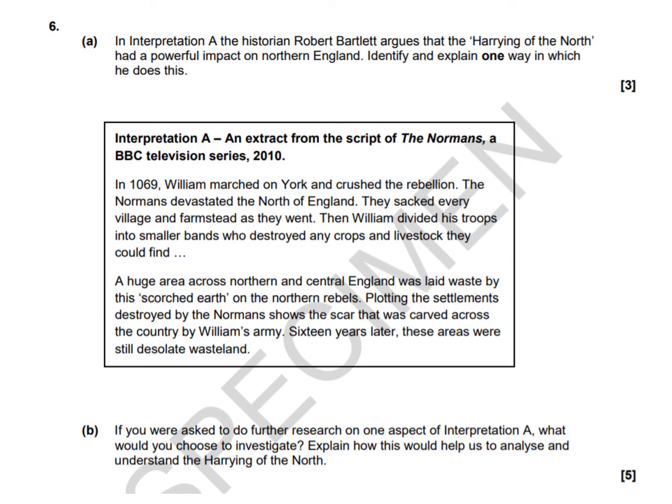Here is the first example question we're going to look through. And I'm not going to read the interpretation because I don't think you need it to understand the second half. But this interpretation is from the historian Robert Bartlett, and he's arguing about how the Harrying of the North had a very powerful impact on Northern England. If you wanted to, you could stop the video now and read through that interpretation. But I'm really interested in the second half, the 5-mark question at the bottom. If you were asked to do further research on one aspect of interpretation A, what would you choose to investigate? Explain how this would help us to analyse and understand the Harrying of the North.